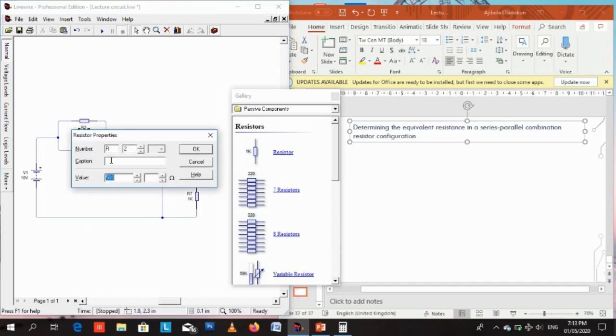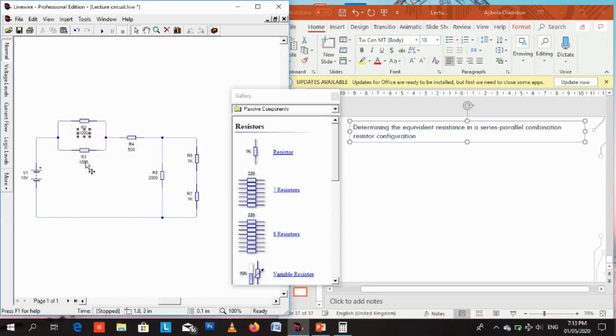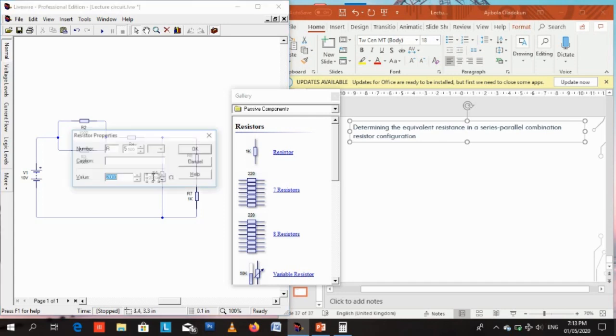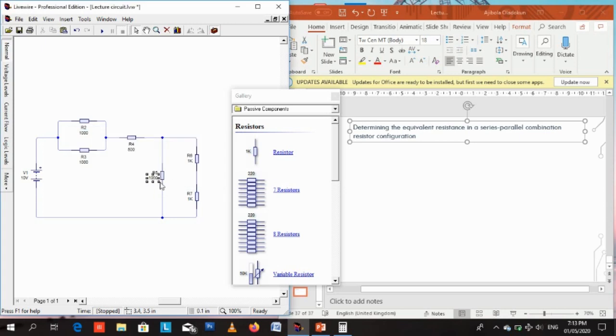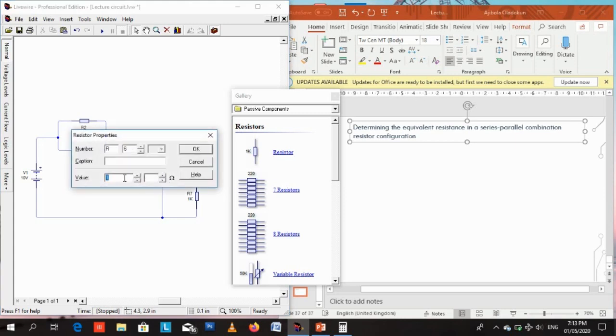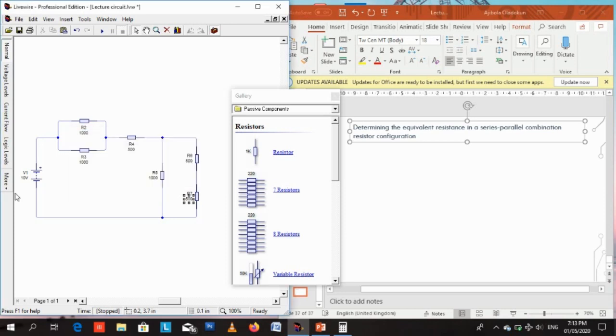R2 is in parallel with R3. Let's set the values: 1000 ohms, 1000 ohms. So R2 and R3 are in parallel, both of them 1000 ohms. R4 is 500 ohms. R5, let me make it 1000 ohms. R6, let me make it 500 ohms. R7, double click, 500 ohms also. So R6 and R7 are in series. Both of them together are in parallel with R5.